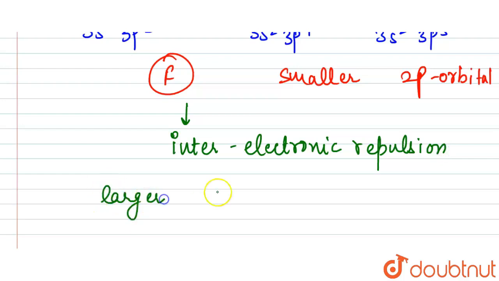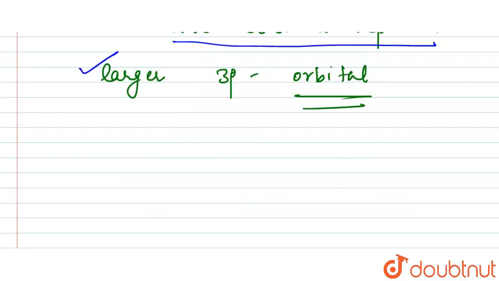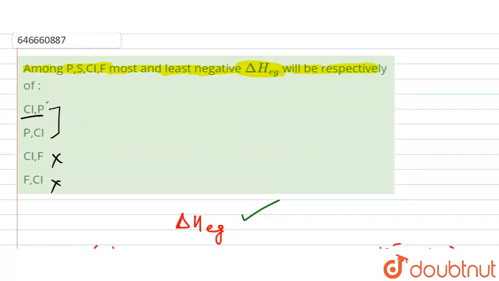But in the case of chlorine we have the large 3p orbital. So there was no problem in adding the electron to chlorine as compared to fluorine, where we have inter-electronic repulsion. That's why chlorine has the most negative electron gain enthalpy. So our answer is option number 1.